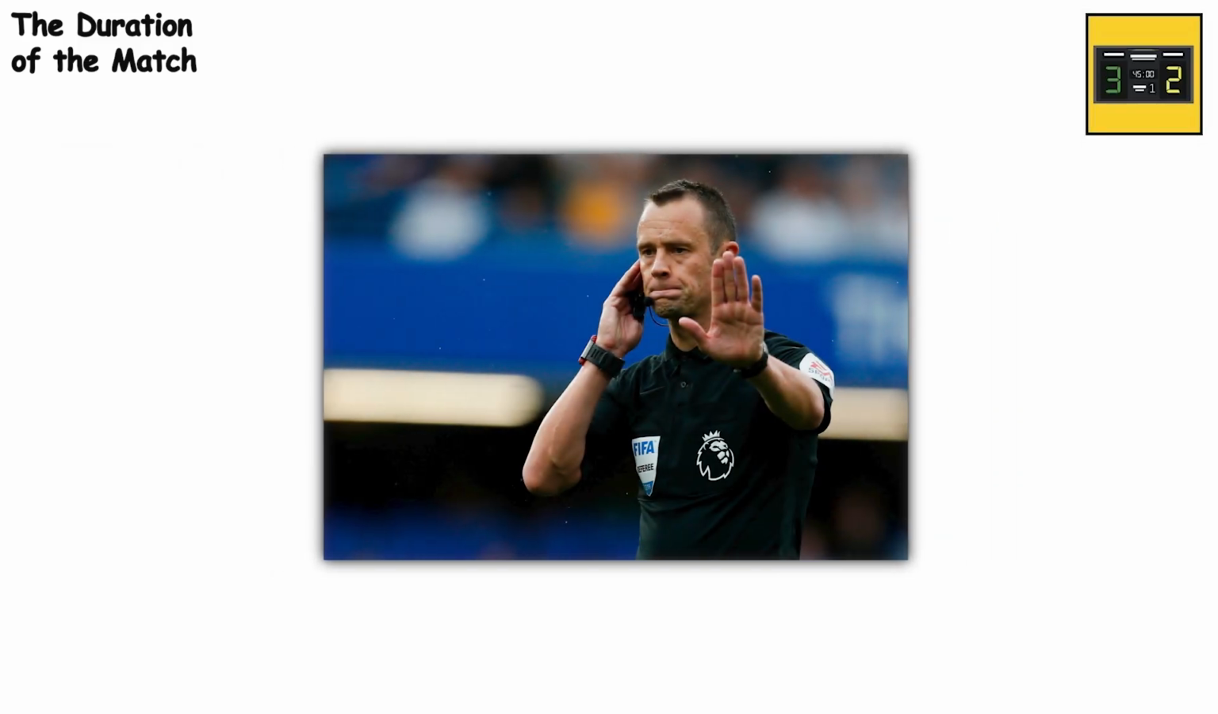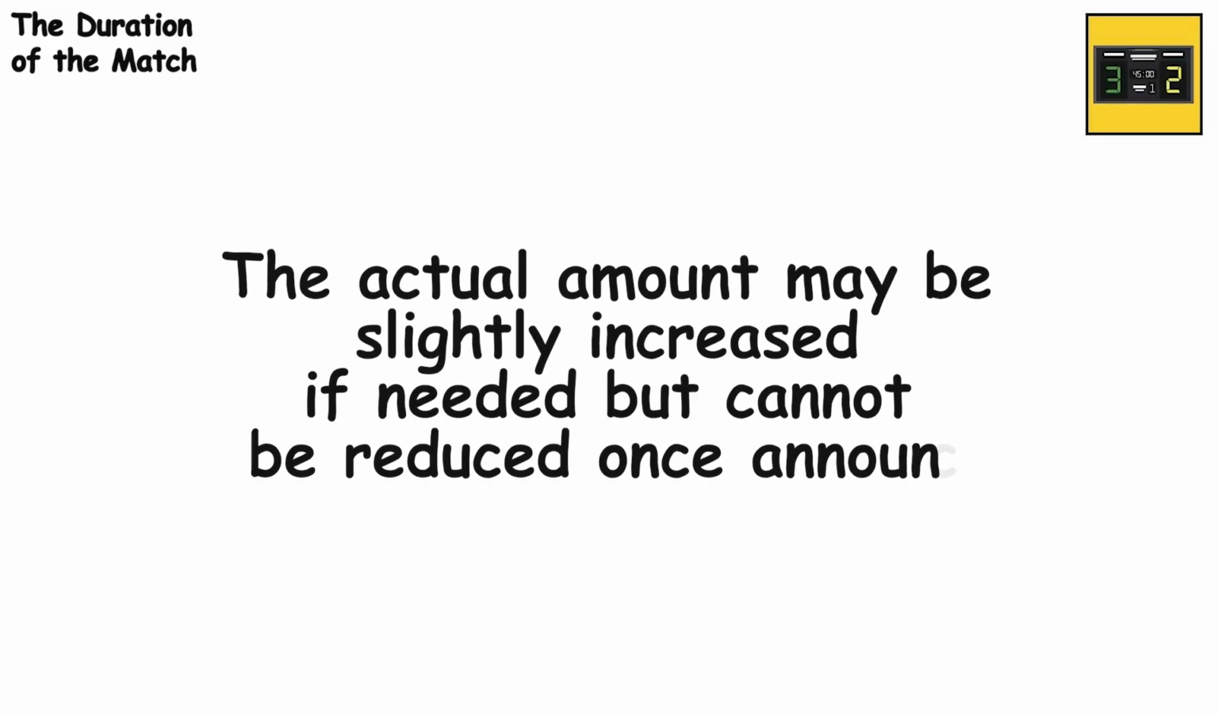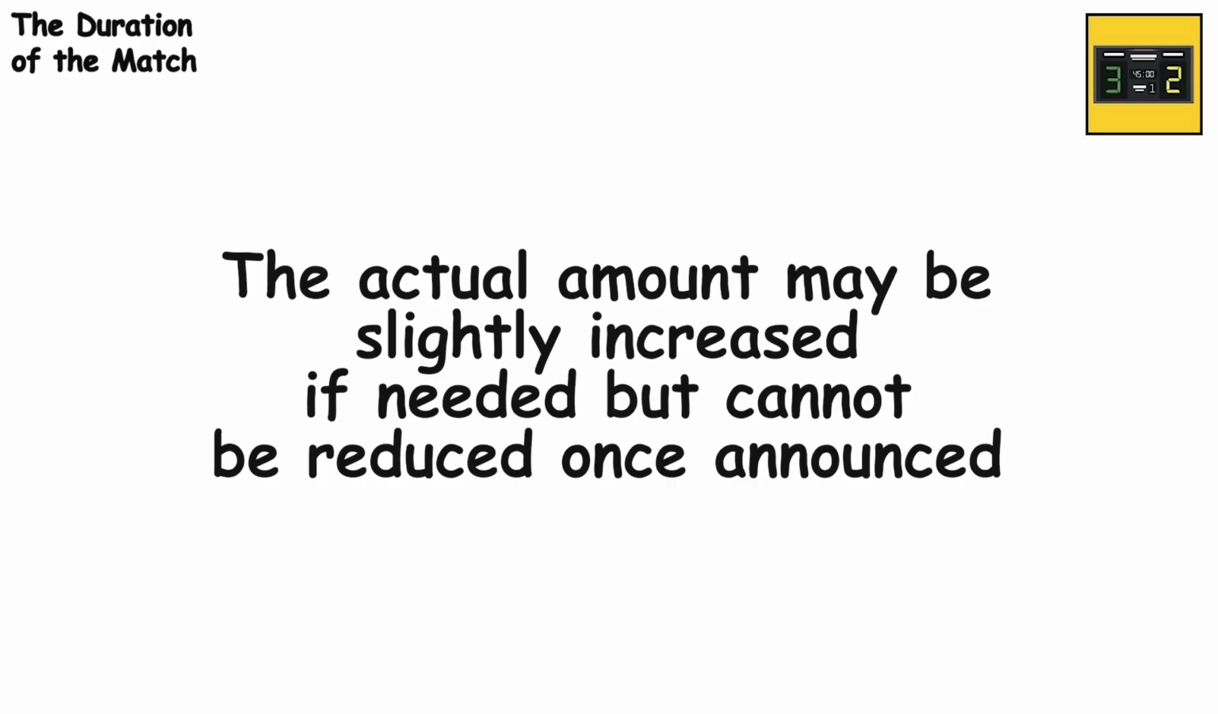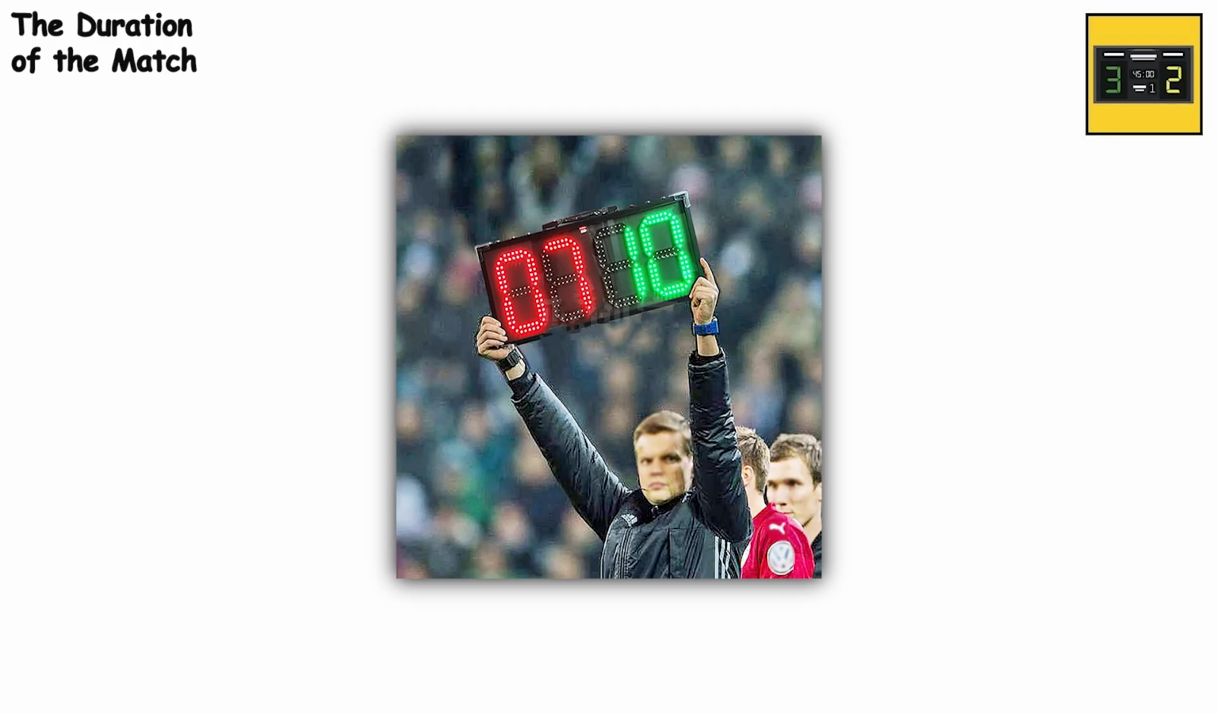Added time is announced by the fourth official and displayed publicly at the end of each 45-minute period. The actual amount may be slightly increased if needed, but cannot be reduced once announced. These timing rules ensure both structure and fairness. They balance uninterrupted play with allowances for stoppages, keeping the game flowing while maintaining integrity.